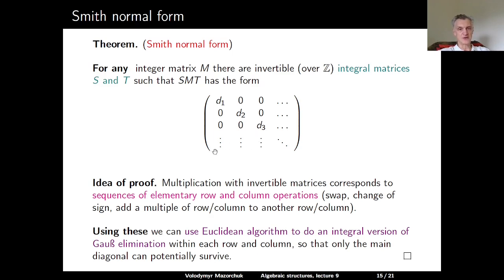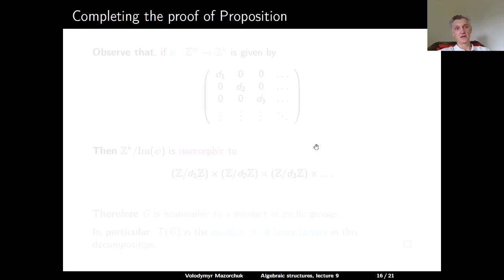So starting from the first column, say, we can do elementary row operations to create the greatest common divisor of all elements in the first column, and then we can proceed with the elementary row operations to make all other elements in this row equal to 0. And then we do the same thing in the second row and so on, and with all columns, and we get this form. Now we can complete the proof of our proposition.